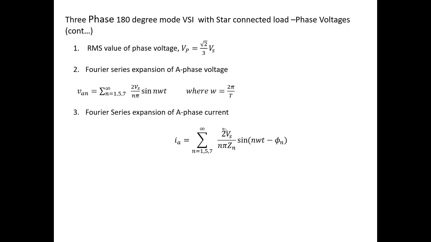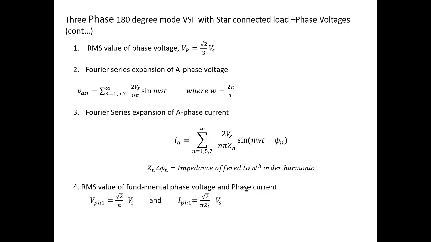So for each harmonic component, if you know the impedance, for example, for the nth harmonic, let me say the impedance magnitude is equal to Zn and the impedance phase angle is equal to pi n. Then the corresponding current would be 2 Vs by n pi Zn into sine of n omega t minus pi n. The voltage would be divided by the magnitude of the impedance, and the phase angle of the component would have the phase angle difference.